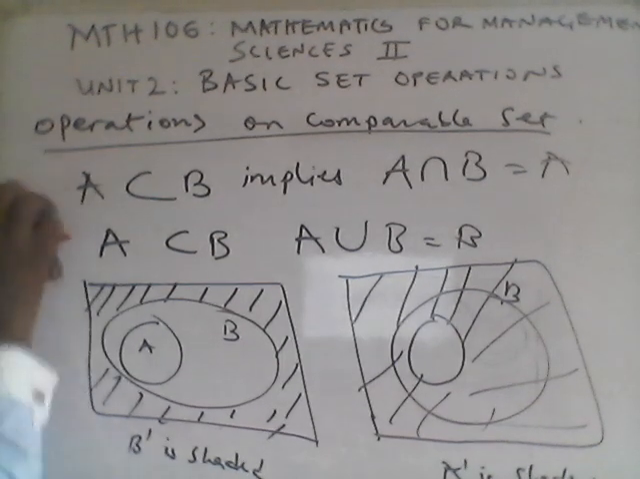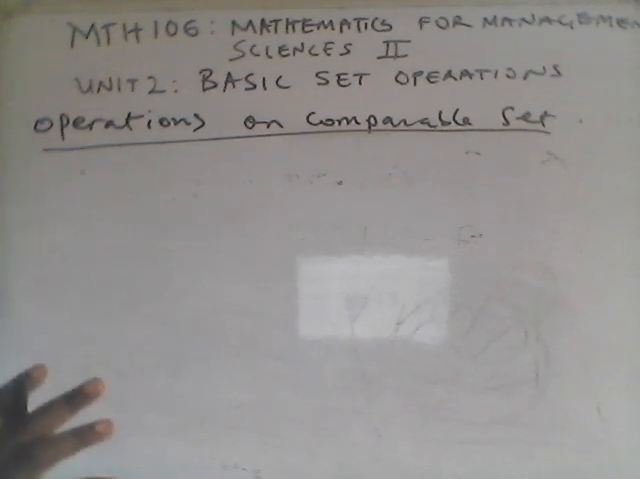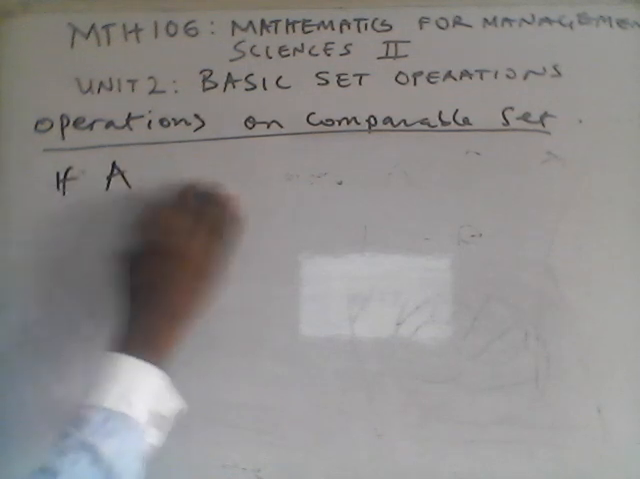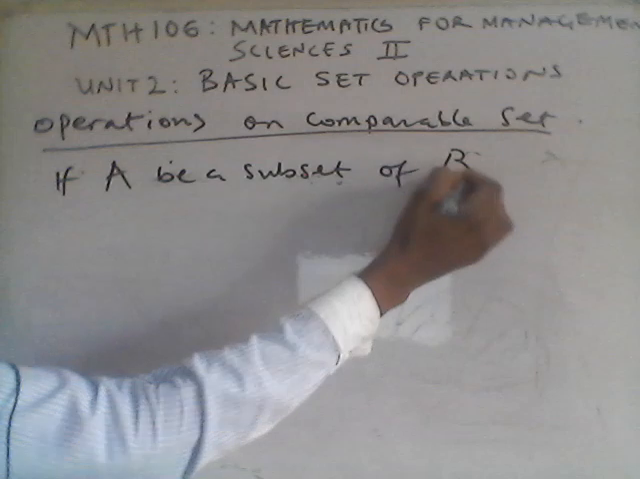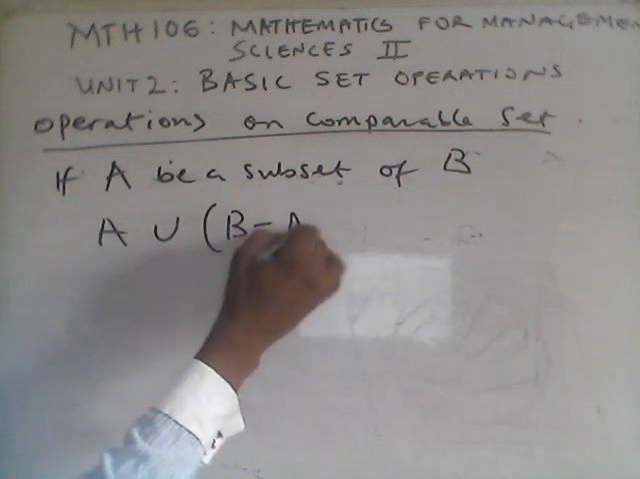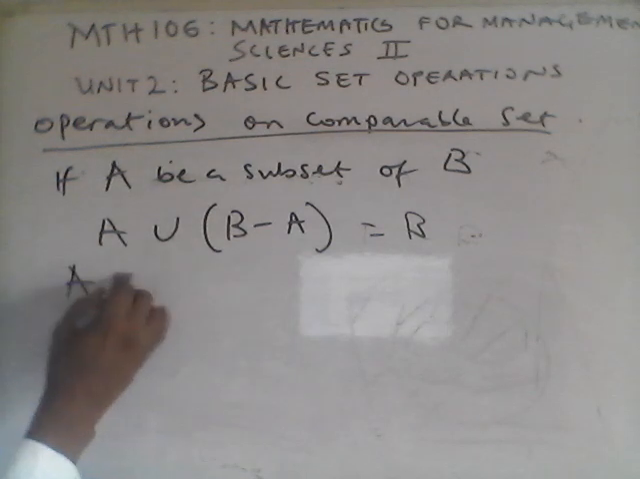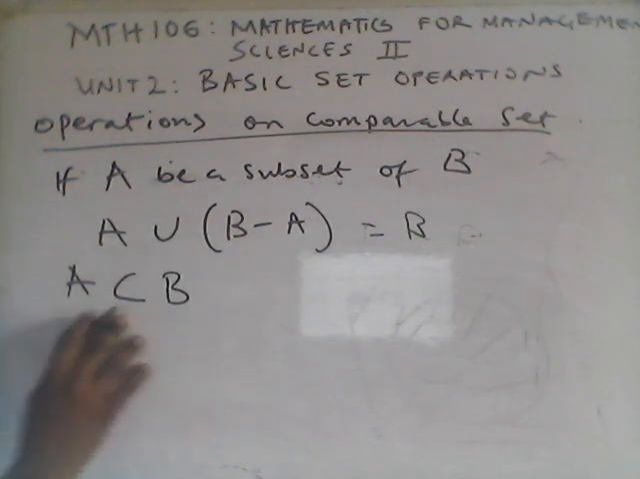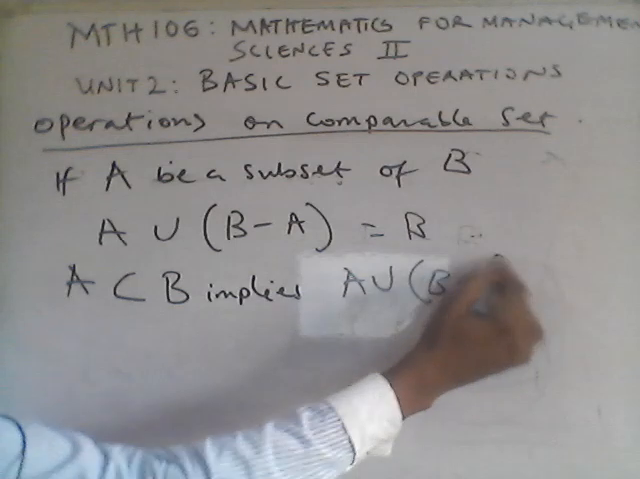Okay, look at another theorem quickly. So if A is a subset of B, then A union B difference A is B. That is, A is a subset of B implies A union B difference A is equal to B.